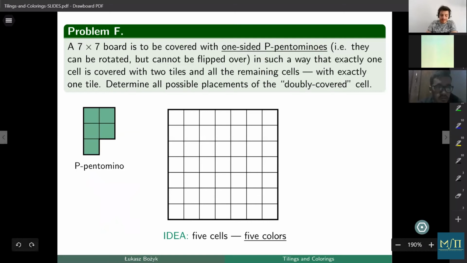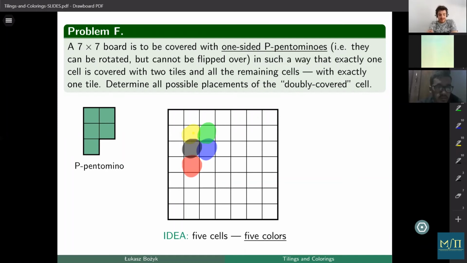So the first idea is somewhat following from all previous ideas, right? Let us color it in a way that each P pentomino covers 5 different colors, as it has 5 different cells. Okay, so for example, suppose this is our P pentomino somewhere here. Let it have colors like this, right? You can see that it's a possible placement of a P pentomino.